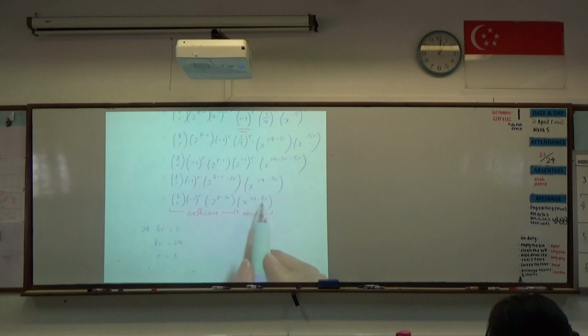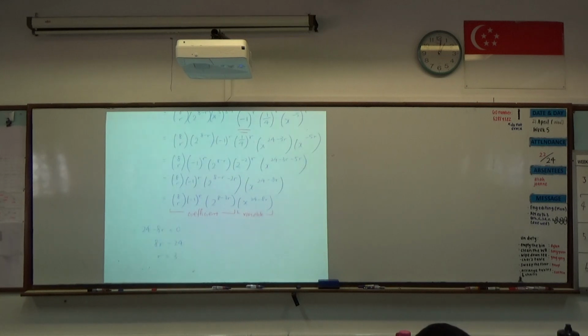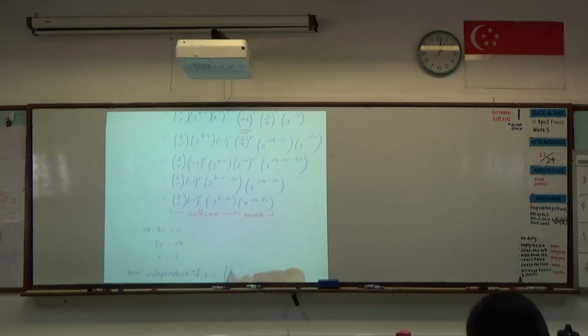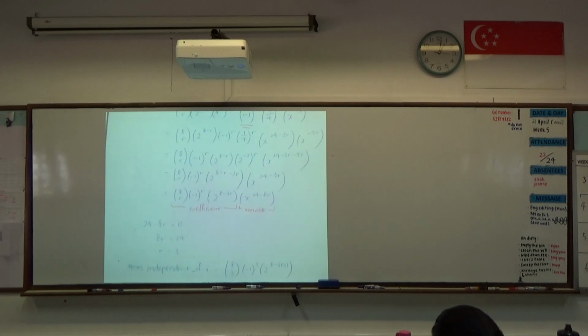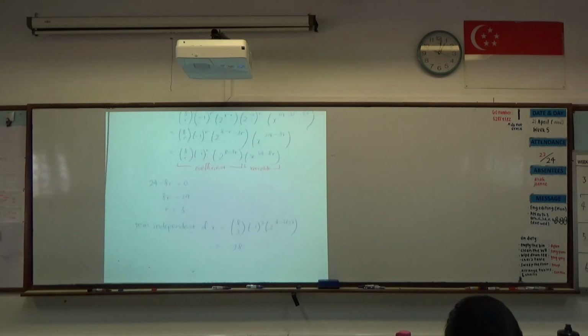So that means x to the power 0 is just 1. Your independent term is just the coefficient actually. So the term independent of x will be equal to 8 choose 3, negative 1 to the power 3, 2 to the power 8 minus 3 times 3, and we get negative 28.